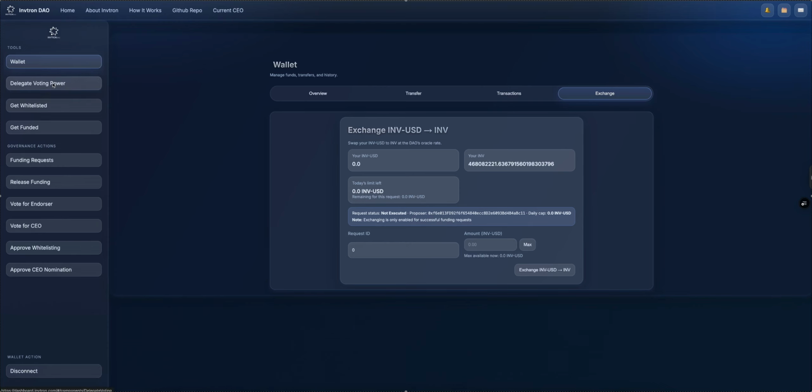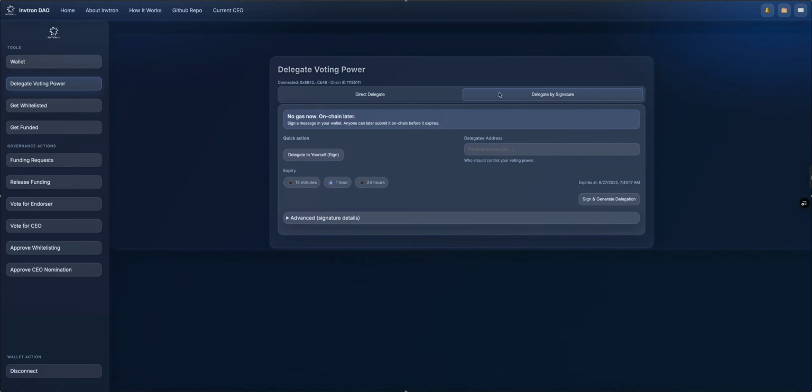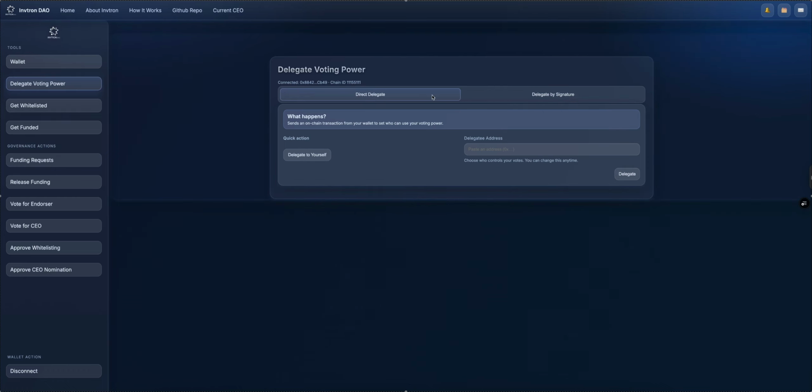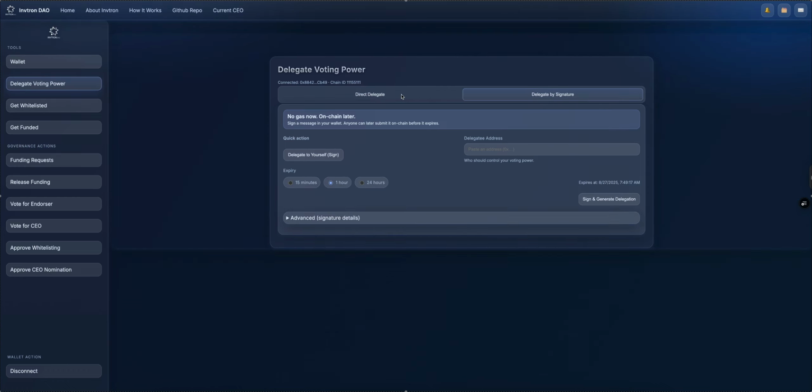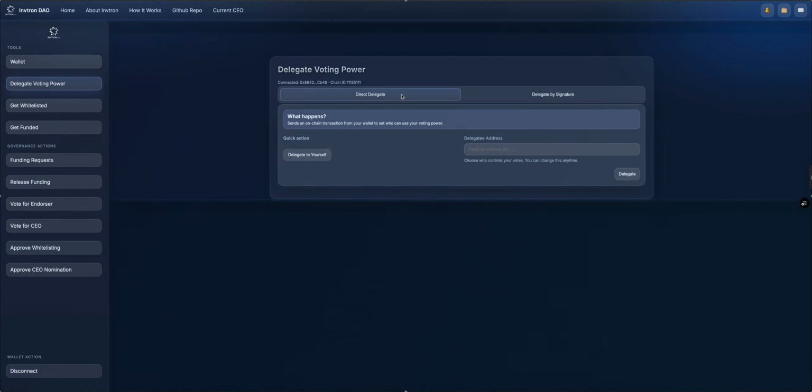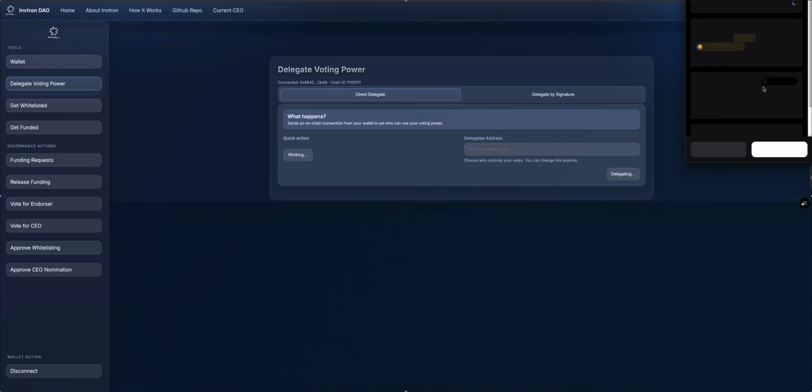So now we go to delegate voting power. Since many people don't like to vote on a daily basis, they don't want to keep voting for each project or each governance work, such as voting for endorsers or voting for CEO, they can choose a wallet and delegate to that wallet. Of course, if you want to vote by yourself, you have to delegate the power to yourself by clicking this button. So now I am going to click this button. I will delegate the voting power to myself.